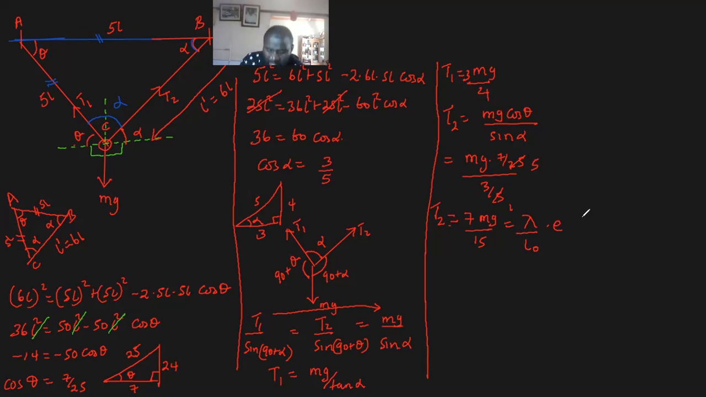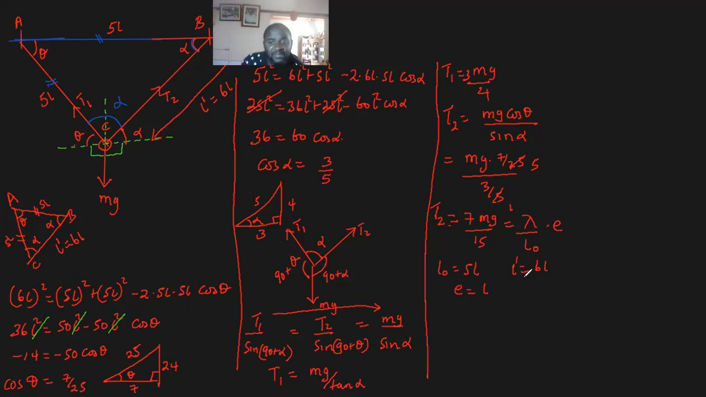Now, remember the question. Who can read for us the first statement of the question? It says, strings SC and BC are both, you hear that statement? Are both of natural length 5L. If they are both of natural length 5L, it means L naught was 5L. But at equilibrium, we got a new length, which was 6L. You see that you can confirm the extension as L. Don't be like zero star students and start saying 6L minus 5L. We are advanced mathematicians. We all know that extension is new length minus original length. So you strap that straight away, get the answer.